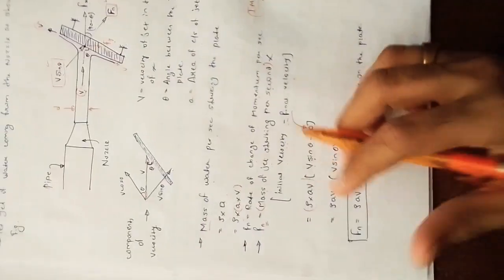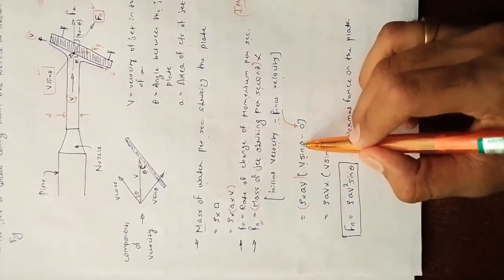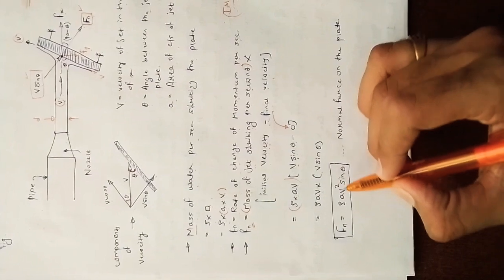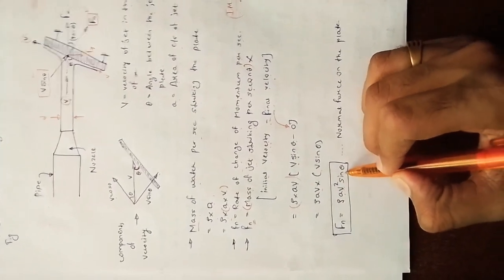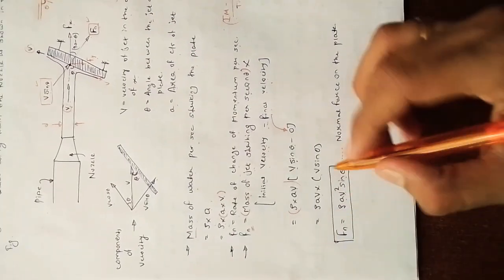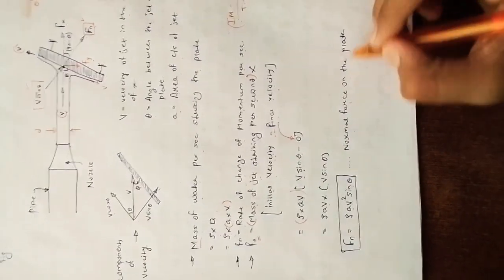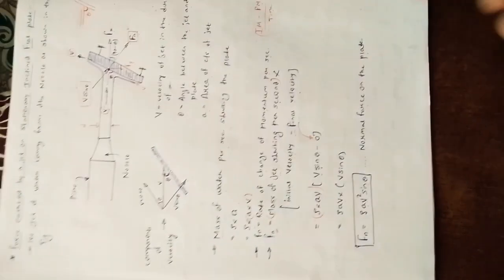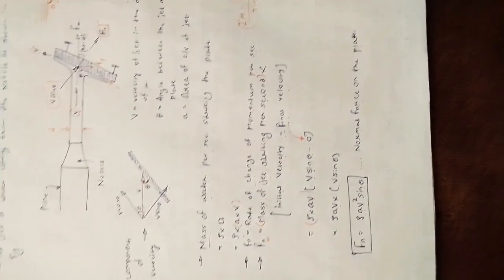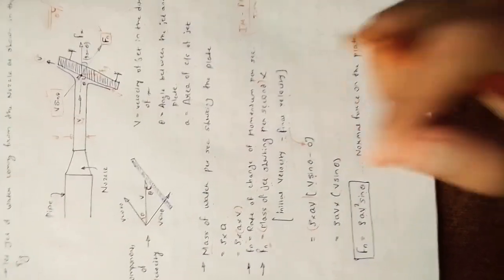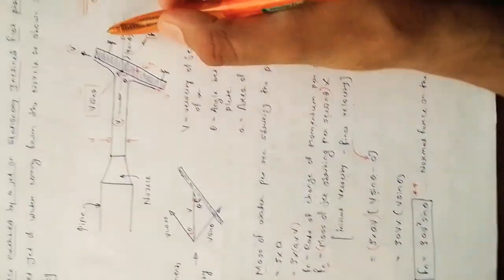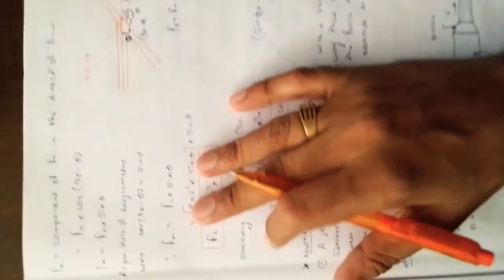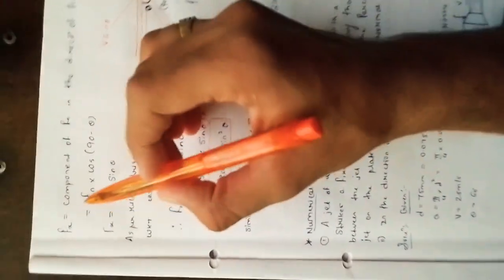So the final equation will be rho into A into V sin theta. V into V is V square, so it is rho A V square sin theta. This is the equation for the normal force on the plate, the force exerted by the jet in the normal direction. It is an important equation we will use to find Fx and Fy. Our next step is to find the components.